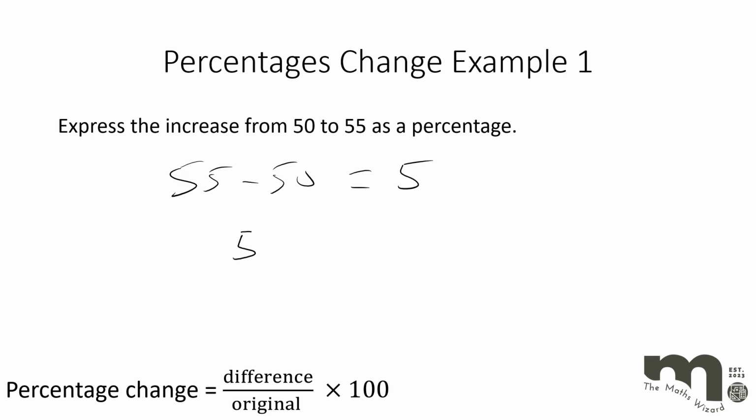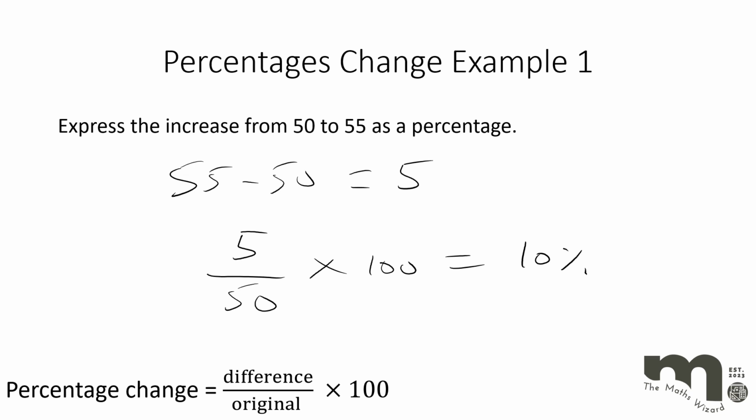So in our formula we write 5 over 50, because that's what it was before it increased, times by 100. And if you've got a calculator, you can use your fraction button to type that in, and then times by 100, or you can do 5 divided by 50 times 100. And that in this case would give you a 10% increase. So 50 is increased by 10% there.